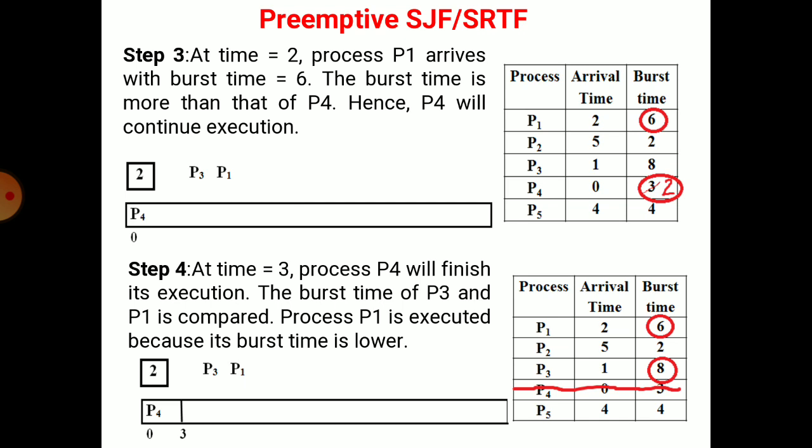At timestamp 3, the process P4 finishes its execution because it required only 3 milliseconds on the CPU. At the third millisecond, no new process arrived in the queue. Now the scheduler selects from the waiting processes. P3 and P1 are residing there, so comparing the burst times, P1 requires 6 milliseconds and P3 requires 8 milliseconds. So P1 is executed because its burst time is lower.